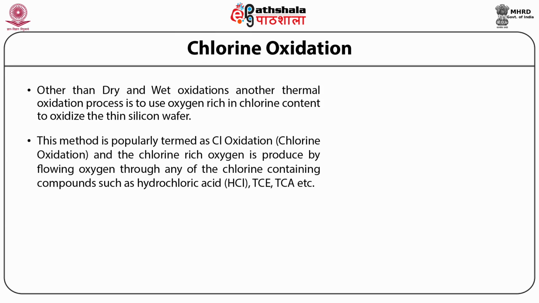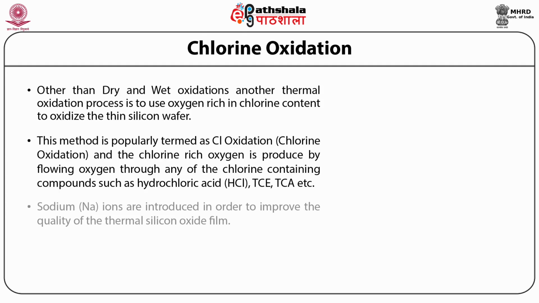This method is popularly termed as chlorine oxidation or Cl oxidation, and the chlorine rich oxygen is produced by flowing oxygen through any of the chlorine containing compounds such as hydrochloric acid HCl, trichloroethylene TCE, trichloroacetic acid TCA. Also, sodium ions are introduced in order to improve the quality of the thermal silicon oxide film.